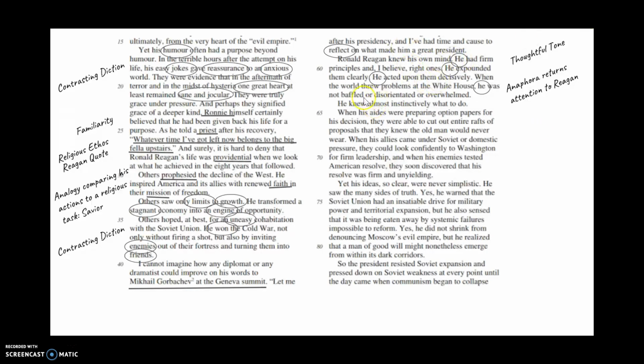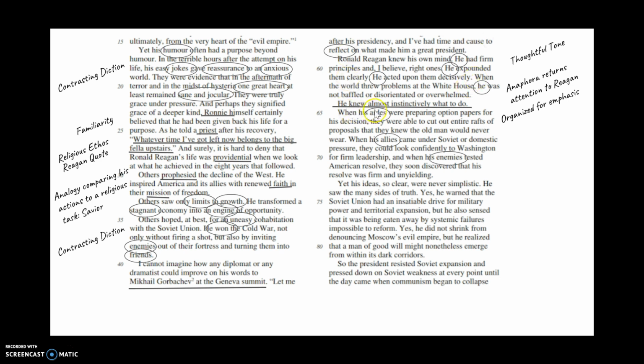Oh, and actually here, I missed this, we have some polysyndeton here, and again, this builds just how many things he has done. Then we have this standalone paragraph that's one sentence. He knew almost instinctively what to do, and so therefore we have this organized for emphasis, again, just to bolster how amazing of a president he was, according to Thatcher.